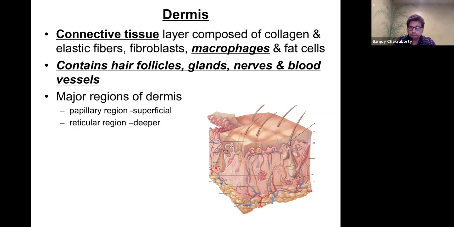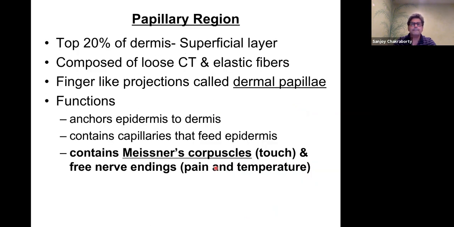In this layer, we also have macrophages, those are defense cells. We have fibroblasts, those are the stem cells we learned about in connective tissue. Those are the cells that keep this area. So this is the connective tissue area, and also the area where you have the hair, glands, nerves, and blood vessels. The papillary layer is the top 20%, and the bottom 80% of the dermis is the reticular layer. The papillary layer is composed of loose connective tissue.